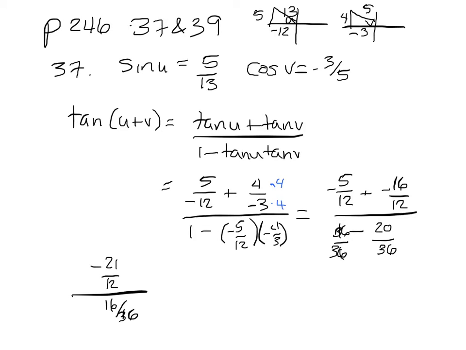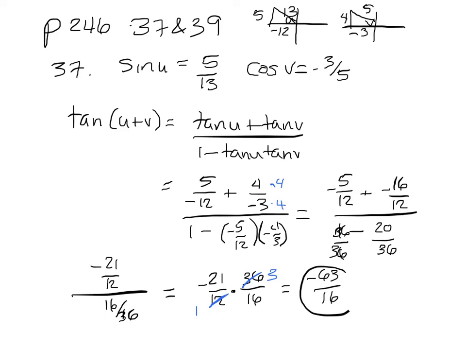Now I have a fraction divided by a fraction, so I've got negative 21 over 12 times the reciprocal, 36 over 16. Anything that can cancel, I should. So 12 goes into 12 once, 12 goes into 36 3 times, and it looks like that's it. On top I get negative 63, on bottom I get 16. And that would be my answer.